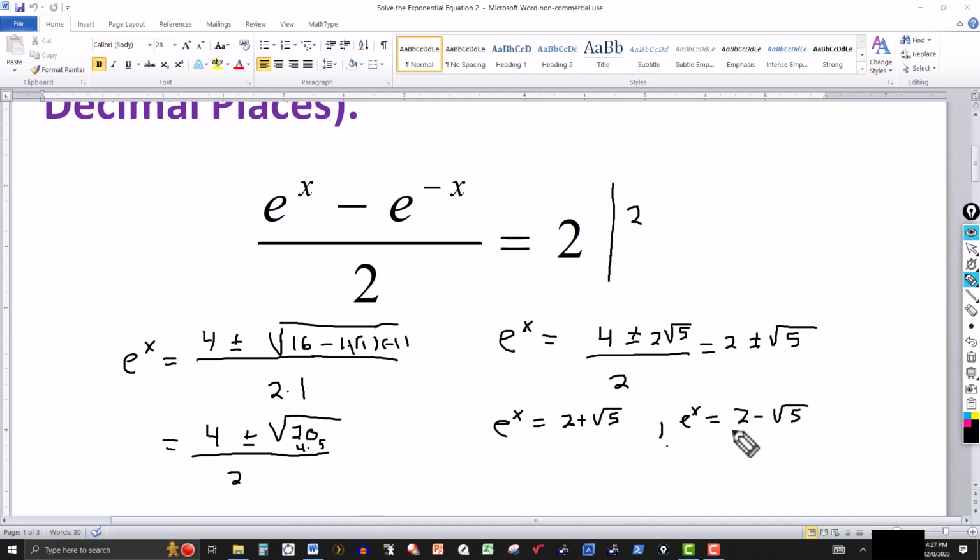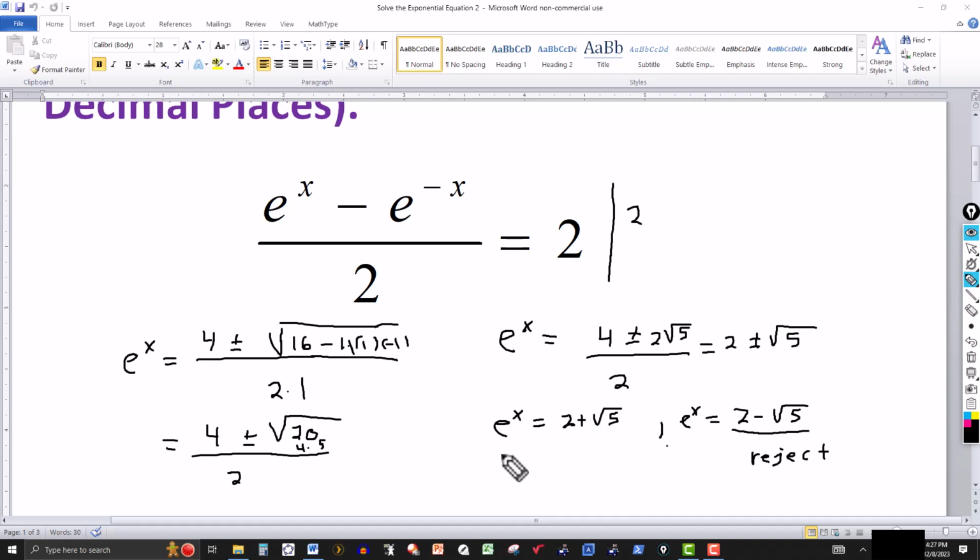Now keep in mind though that for 2 minus the square root of 5, the square root of 5 is larger than 2, so this is going to be negative. E to the x is always a positive number. You take any positive base, and e is a positive base, to any power, that's always going to be positive, so it cannot equal a negative. So this one you have to reject. No possible answer from this. 2 plus the square root of 5, that's good.